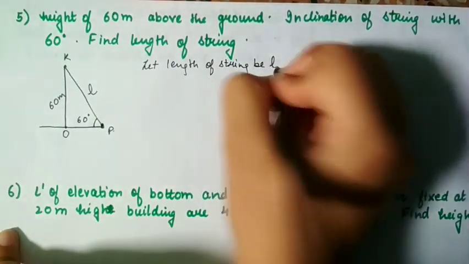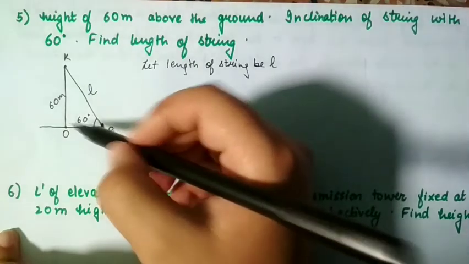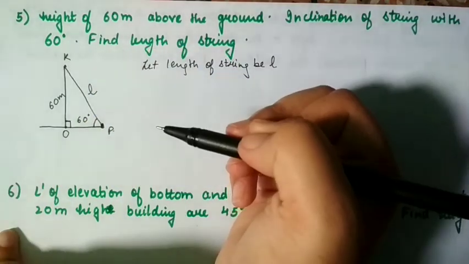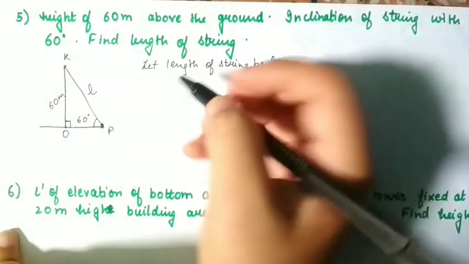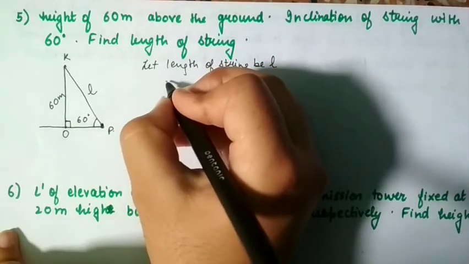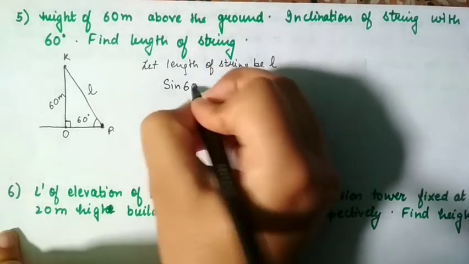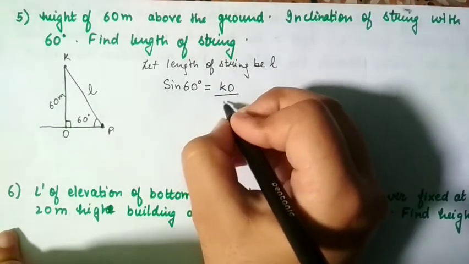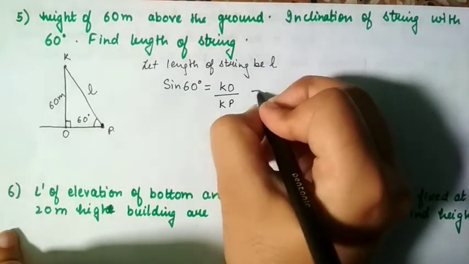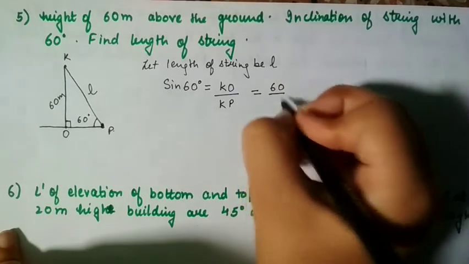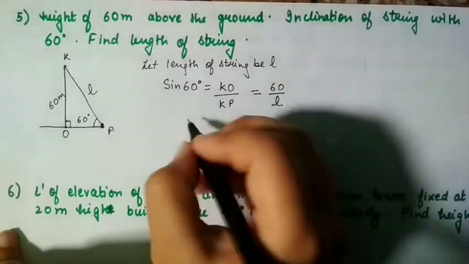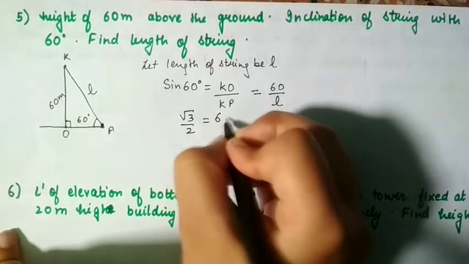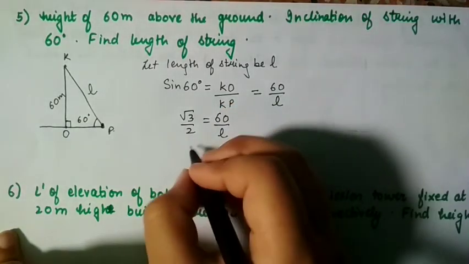We need to find L, and this is a right angle triangle where KO is perpendicular, KP is hypotenuse. So the relation between hypotenuse and perpendicular is given by sine. So sine 60 degrees is equal to perpendicular, that is KO, upon hypotenuse, that is KP. Now KO is 60 and KP is considered L. So sine 60 degrees, root 3 by 2, is equal to 60 upon L. From here we need to find out L.